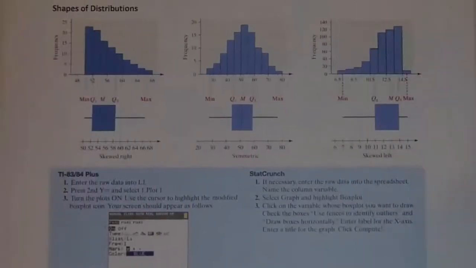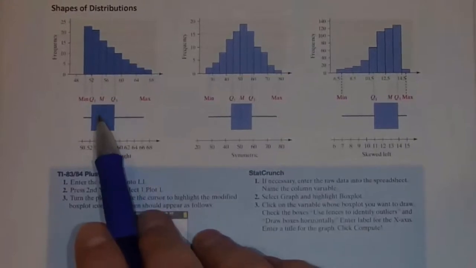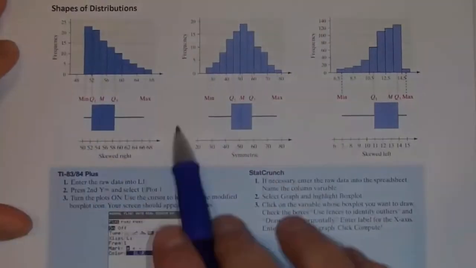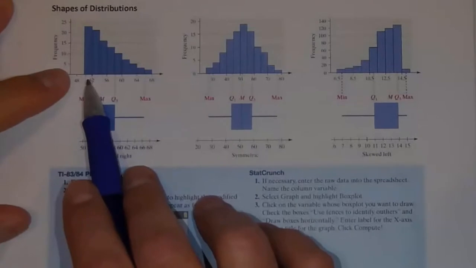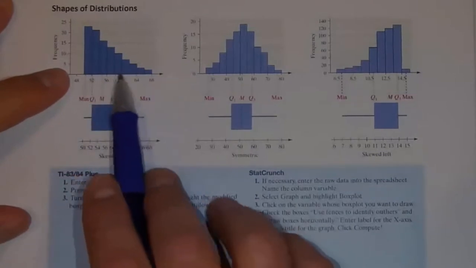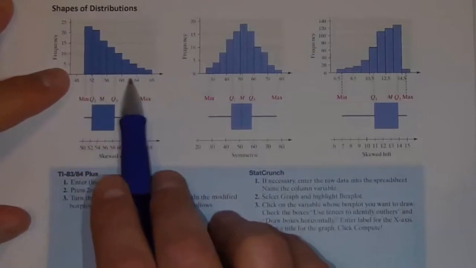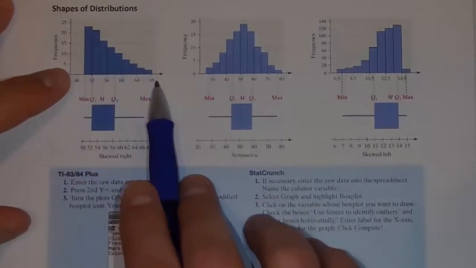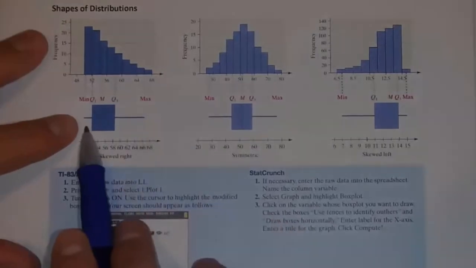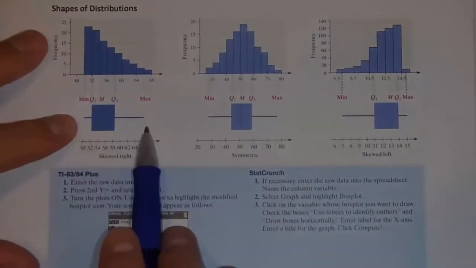So back to my notes. I do want to point out that we can identify the shapes of distributions by using box plots. If you take a look at this first graph that I have here in the notes, if we had a set of data, and if we made a histogram, and if the histogram looks like this, clearly that's a skewed right distribution. Well, the box plot would look like this.